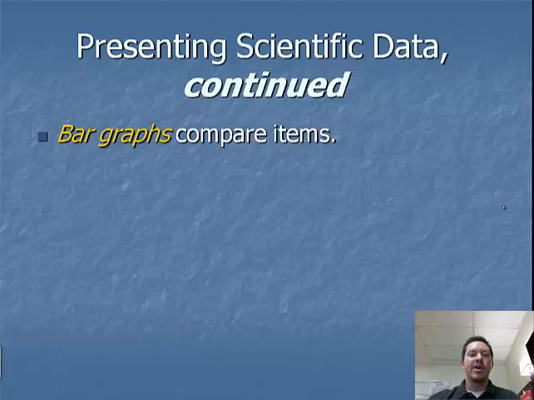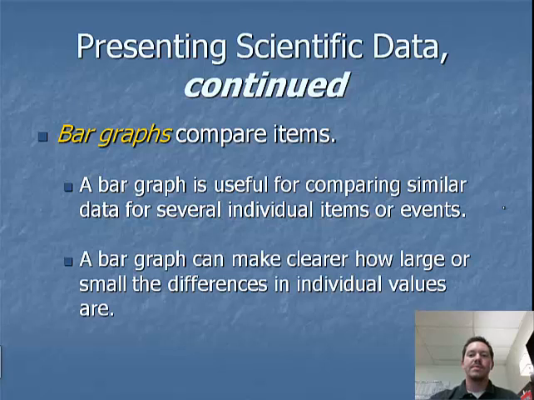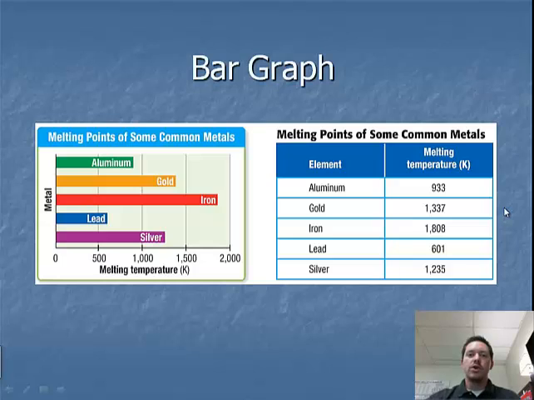The next kind of graph we have is a bar graph, and this is a graph that we can use to compare different items. We tend to use these for comparing similar data for several individual items or events. A bar graph can make clear how large or small differences in individual values are. On the next page is an example of a bar graph, showing the melting points of some common metals.